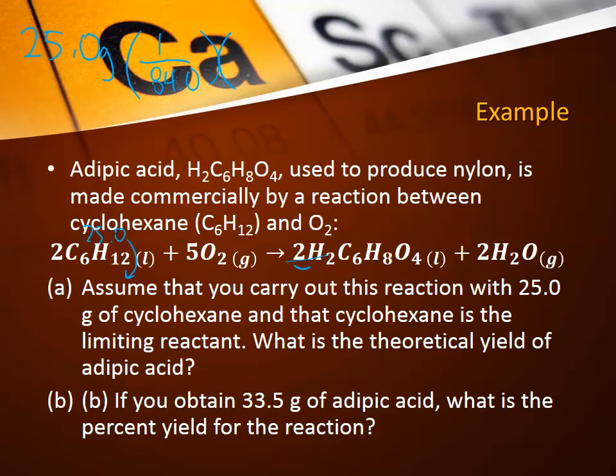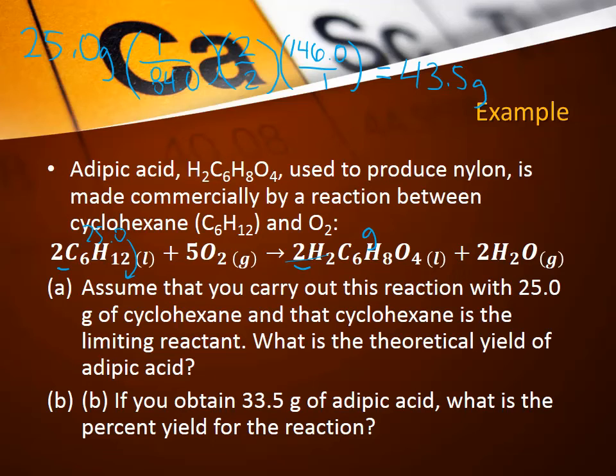We've got a 2:2 ratio of cyclohexane and adipic acid. And then finally, we want to go to grams of adipic acid, which will then be about 146.0. I already calculated this out, as you probably figured. Multiply that out, you get about 43.5 grams. That says that theoretically, if we react 25 grams of cyclohexane, we'll get about 43.5 grams of adipic acid, assuming we have sufficient oxygen. Now, part B down here says, if we actually obtain 33.5 grams, what's our percent yield?